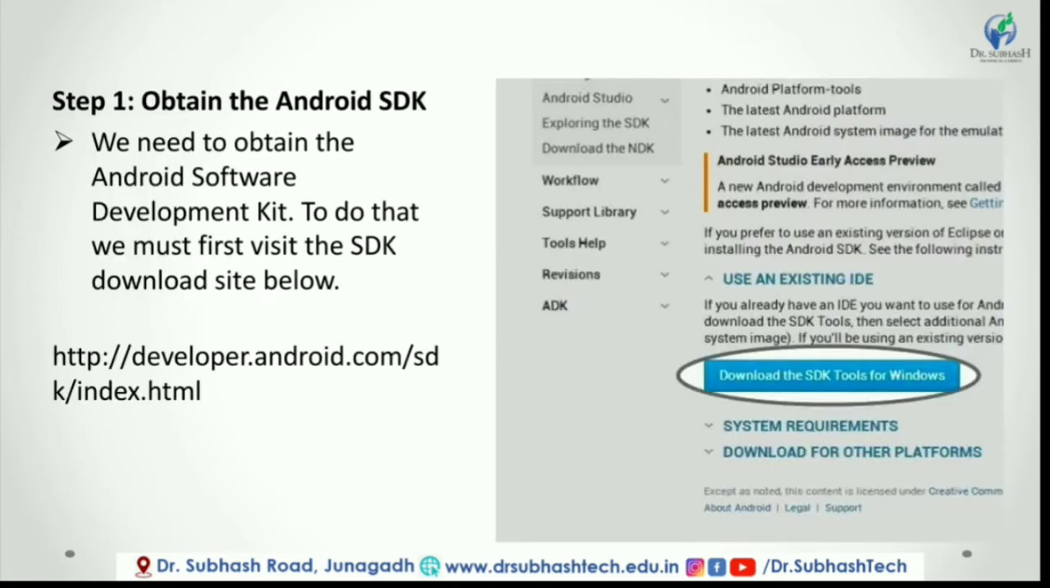Step 1 is to obtain the Android SDK. We need to obtain the Android software development kit. To do that, we must first visit the SDK download site below. Scroll to the bottom of the web page and select the download the SDK tool button. This will open a file to be saved somewhere.